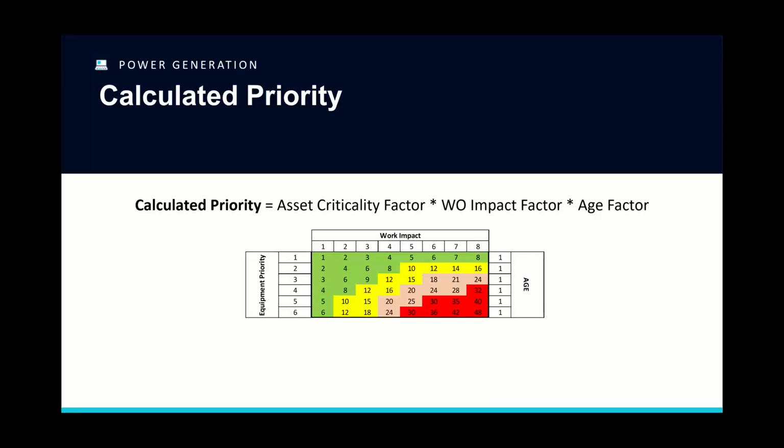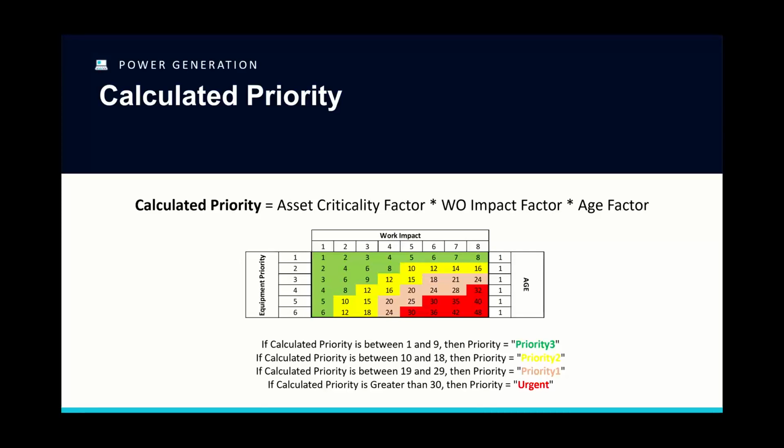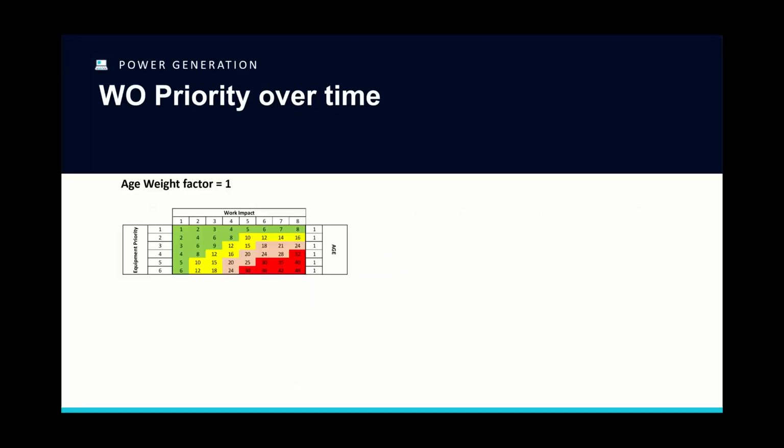Depending on where that calculation falls, we're going to assign an urgent, priority 1, 2, or 3 to that work order. Now, the other thing is that as the work order ages, it has an effect over time on the priority, right? If we look at the combination of these 3 factors with the very first cycle, the first bucket, in terms of the first 2 weeks, this is how it looks, right?